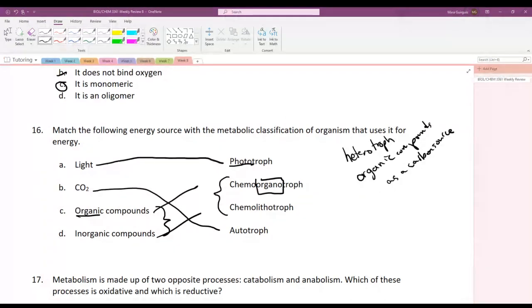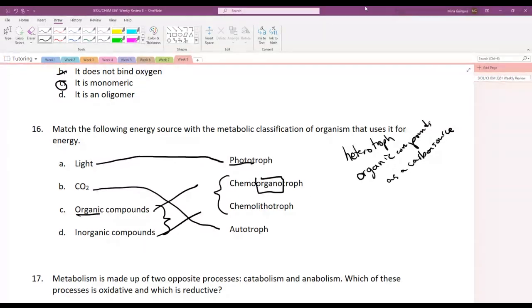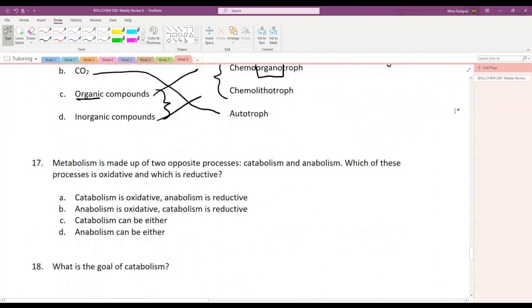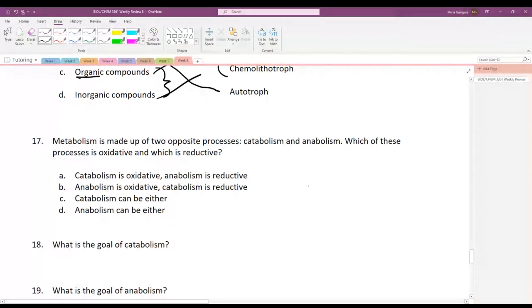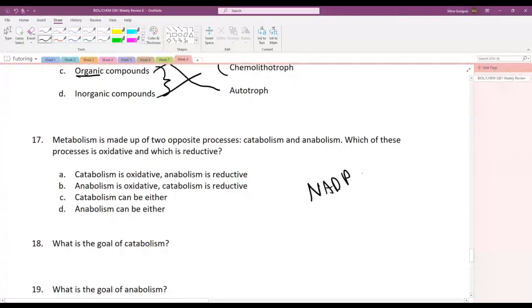Okay? All right. Next is that idea of anabolism and catabolism. So I talk about them as breaking down and building up, but we can also think of them in terms of oxidation and reduction. Okay? So the general gist is one of the biggest compounds within metabolism is NADP and NADPH.